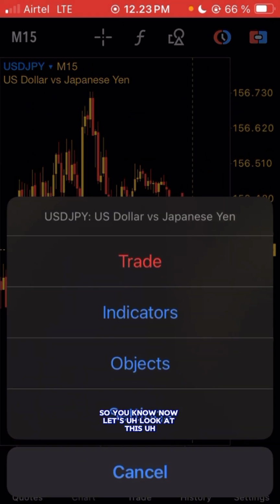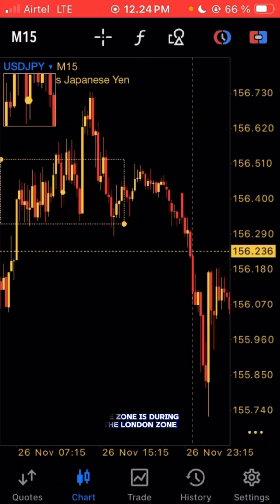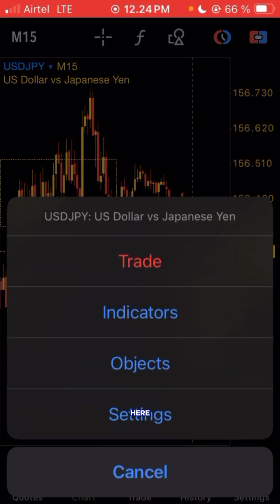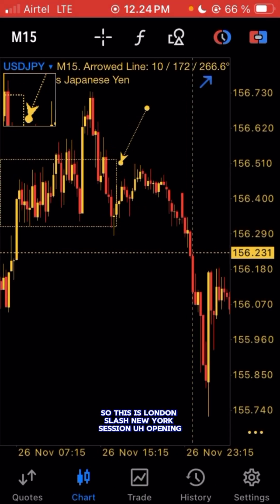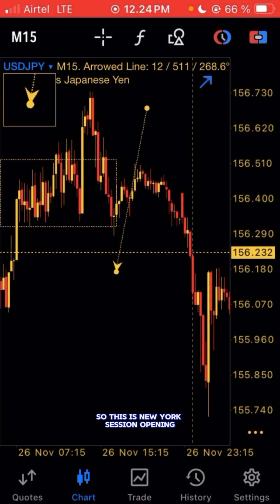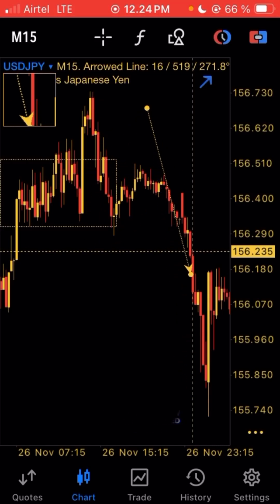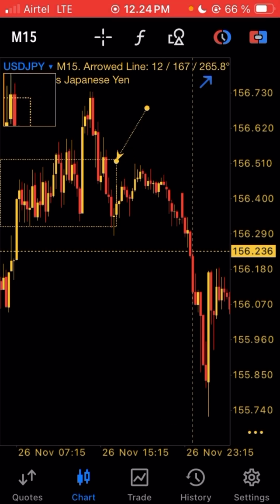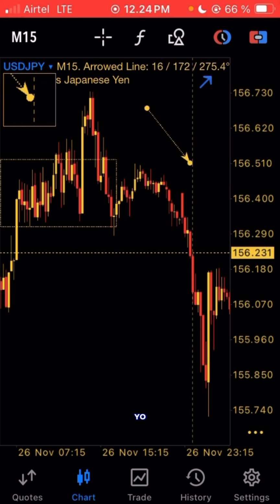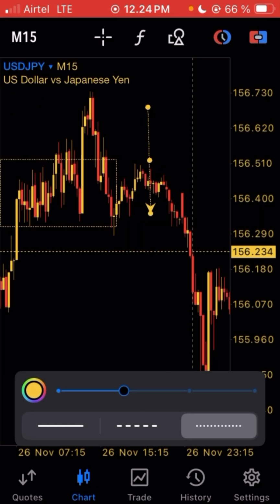Okay, let me talk about this one so you know. Now let's look at this, this zone is during the London session. But guess what? Here is when the market starts giving us that move. So this is the London/New York session opening. This is during the London session. And guess what? Look at how the market played out. It went all the way down. I know it went to the next day, but you look at the motion. Right from here, you have your system, you have your strategy. You can take your sell, you can take your setup, and ride the entire trend.